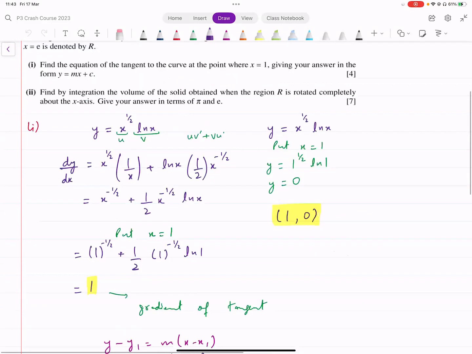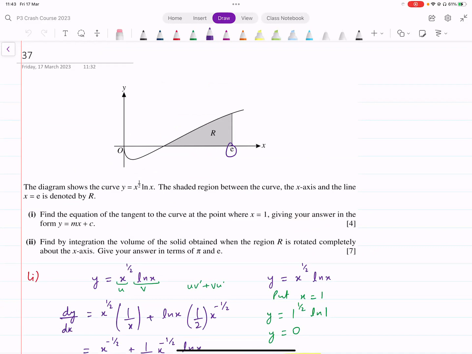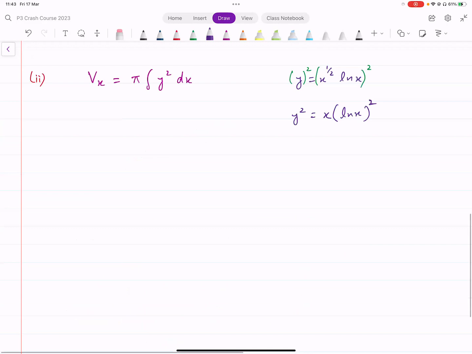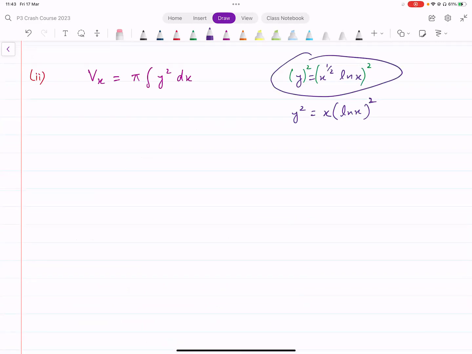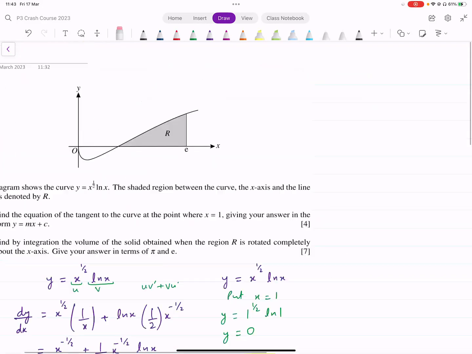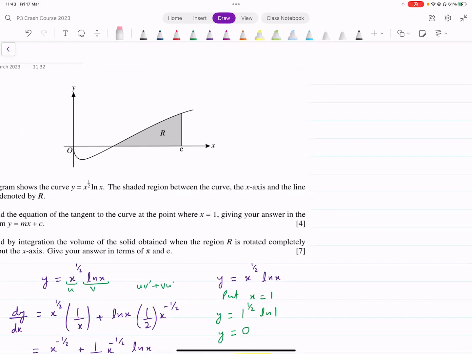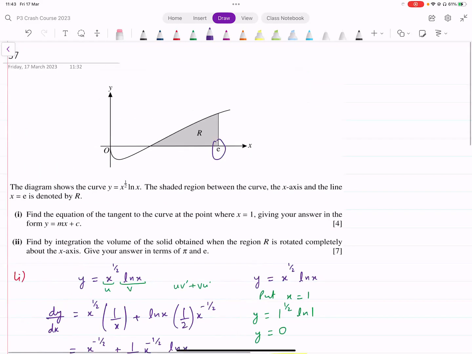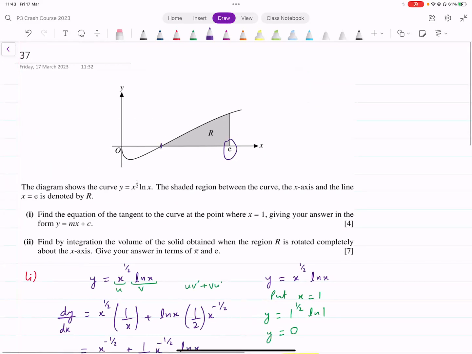In the second part, we had to find the volume of revolution about the x-axis. And we wrote the function, squared that. When we find the square of that, this is what we get, x into ln x whole squared. This is what we need to integrate now with respect to x. What about the limits? In this case, you can see on the diagram, the upper limit is e. What about the lower limit? This is what the lower limit is going to be.